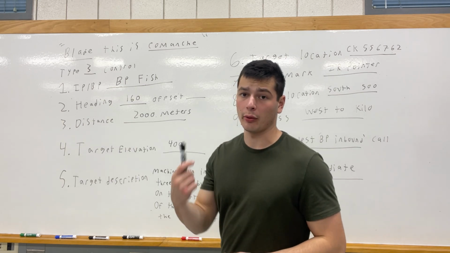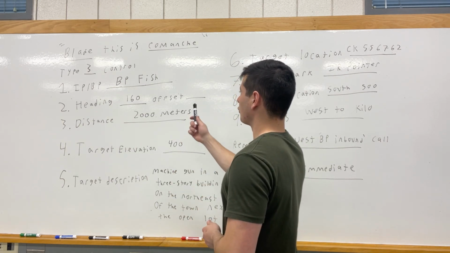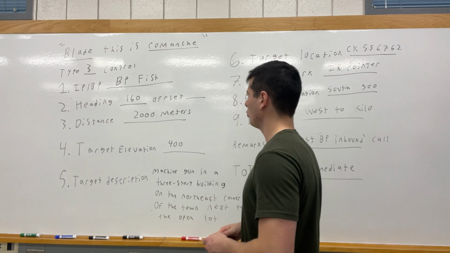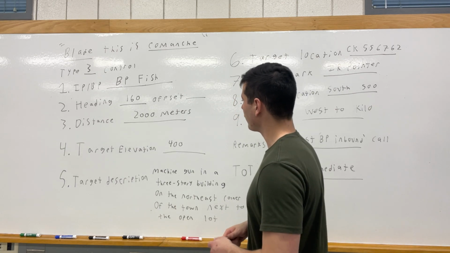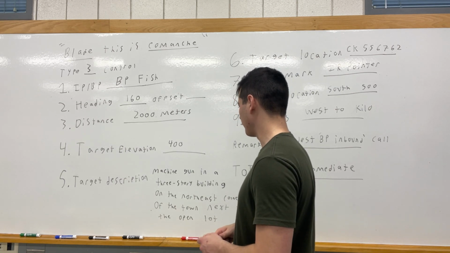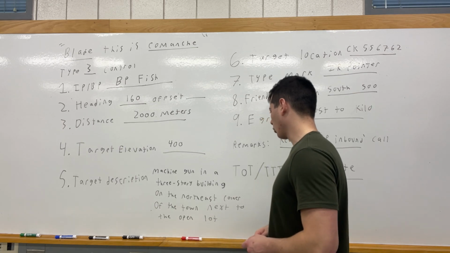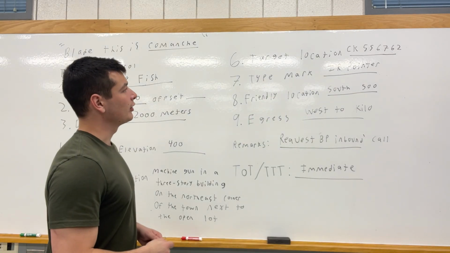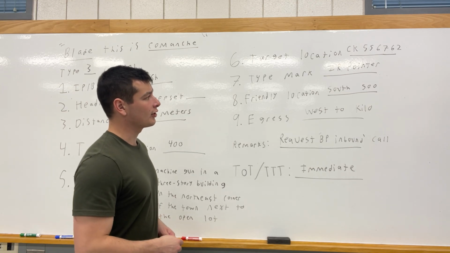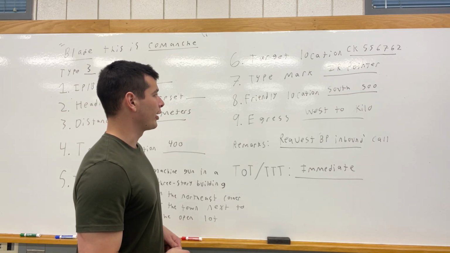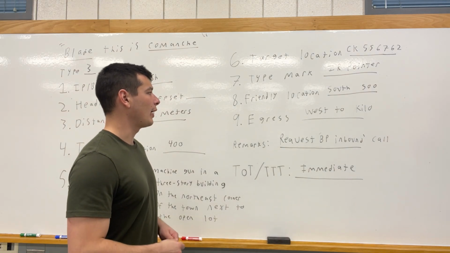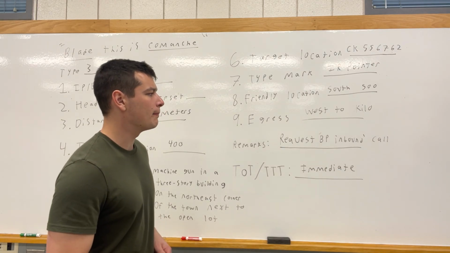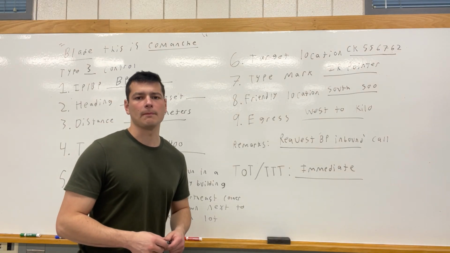And again, I'm just gonna rattle through this whole thing. Blade, this is Comanche Type 3 control, BP fish, heading 160, no offset, distance 2,000 meters, target elevation 400 feet, machine gun in a 3-story building on the northeast corner of the town next to the open lot. Line 6, Charlie Kilo 556762, mark with IR pointer. Line 8, South 500, egress west to Kilo, request a BP inbound call, TOT immediate.